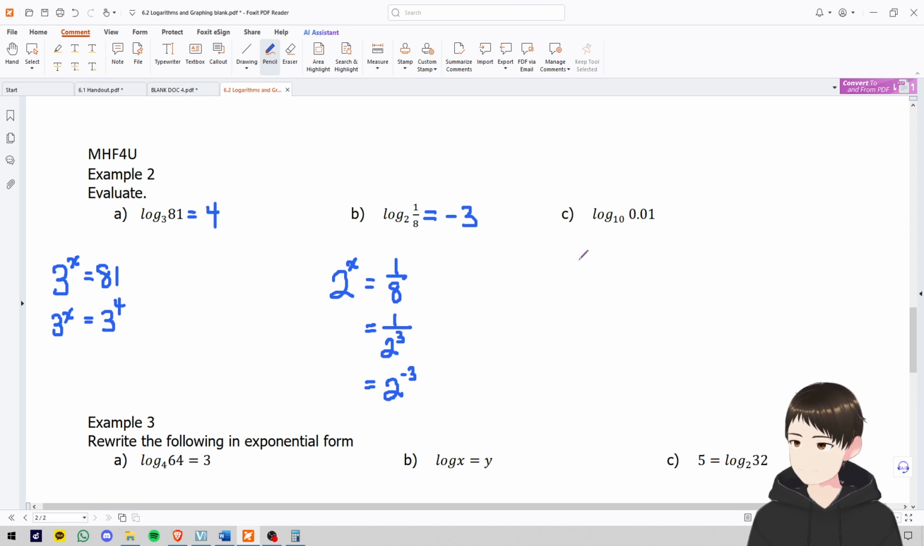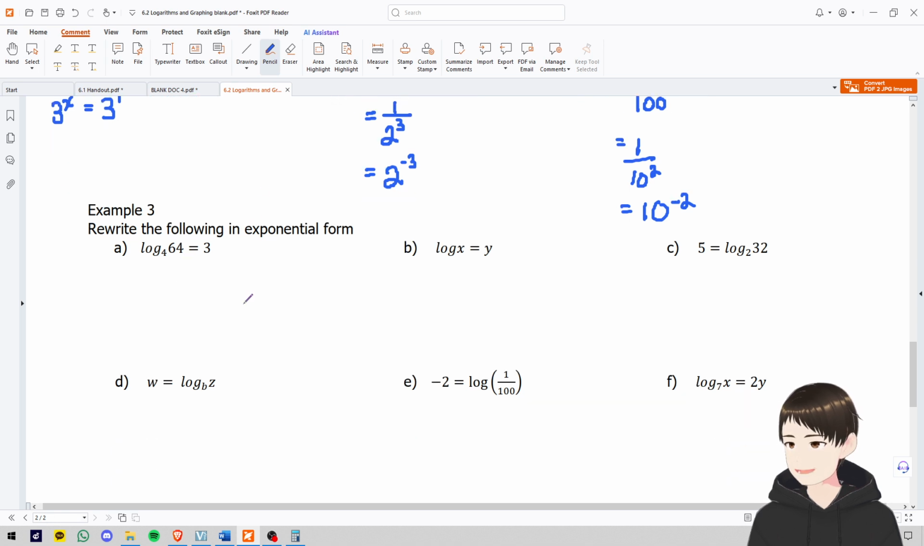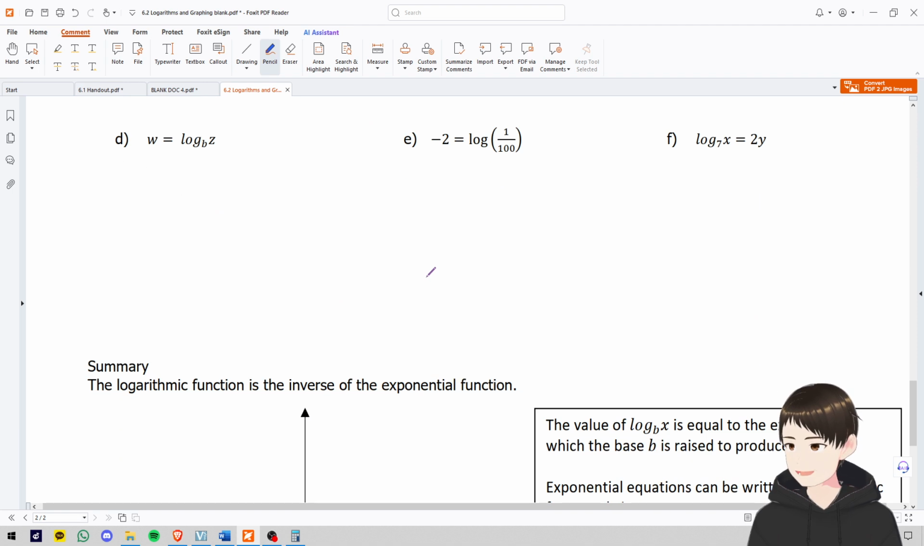Same here. Base 10, some exponent gives me 0.01. And if you remember your percents, that is equal to 1 over 100, which is 1 over 10 to the power of 2, which is 10 to the power of -2. X equals -2. There it is. Same with this. Consider practicing this. I will fill this answer in and put it up online, but you can move on.